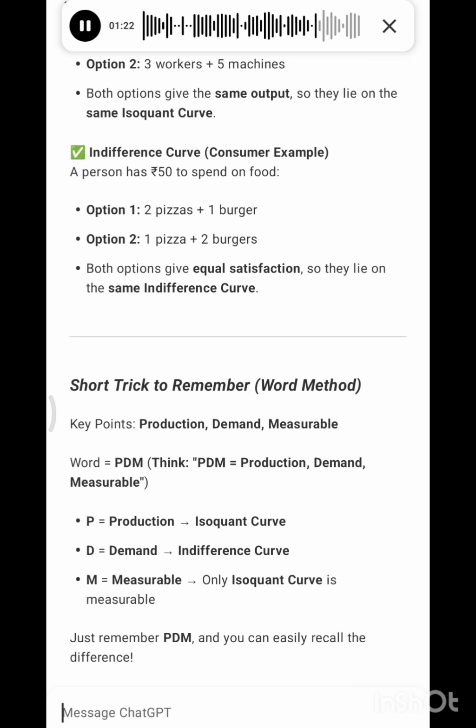Short trick to remember, word method. Key points: production, demand, measurable, word PDM. Think PDM equals production, demand, measurable. P, production, is the isoquant curve. D equals demand, the indifference curve. M equals measurable. Only the isoquant curve is measurable. Just remember PDM, and you can easily recall the difference.